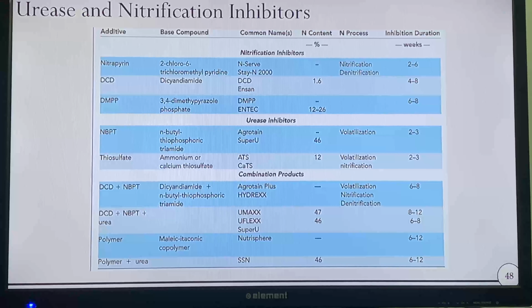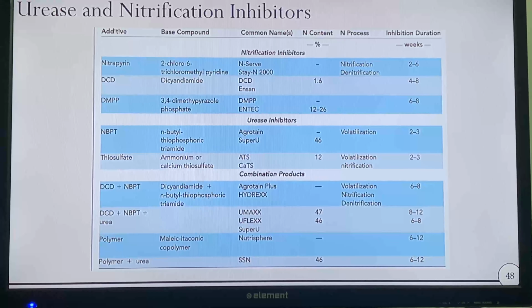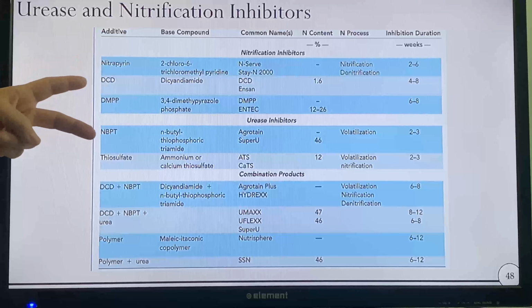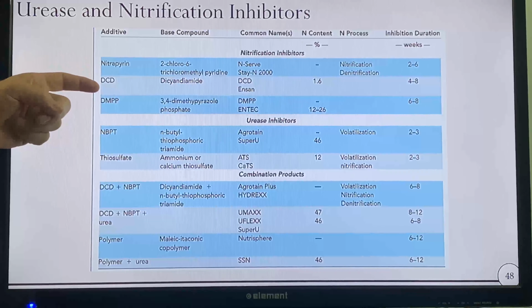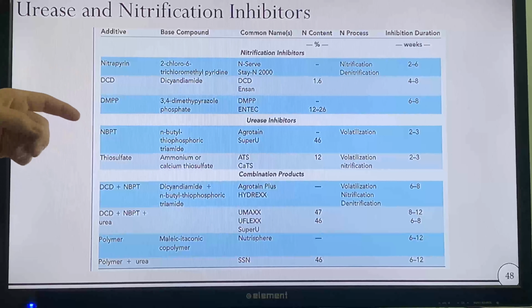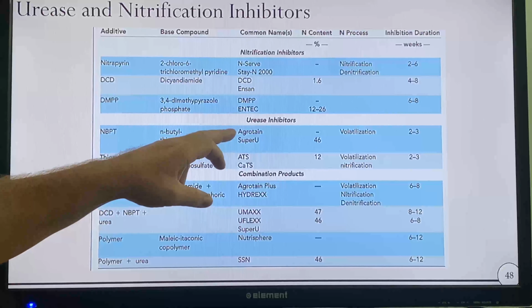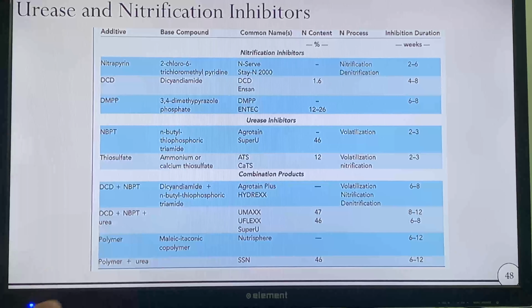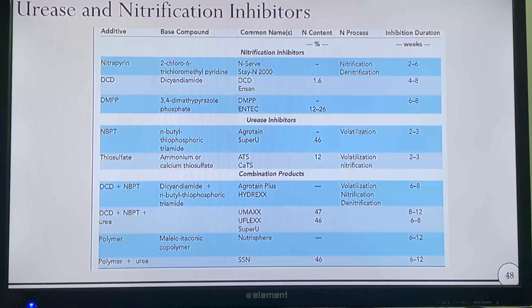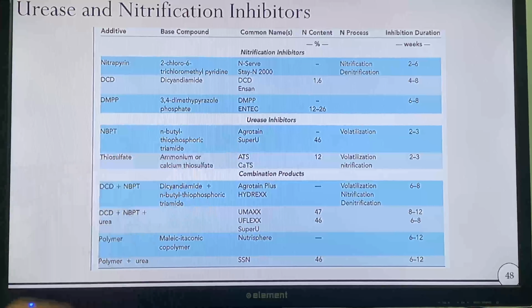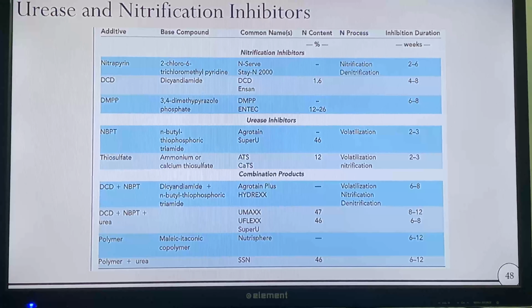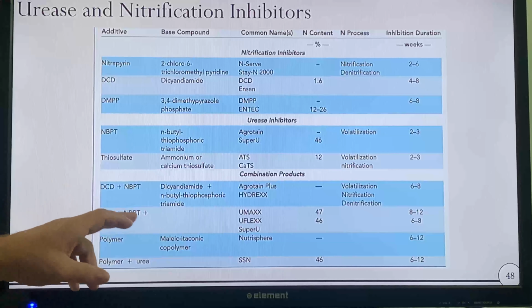And then we have our urease and nitrification inhibitors. Two of the primary ones that we use, at least that I'm familiar with, are NBPT and, here we have some nitrification inhibitors, nitrapyrin and DCD. I'm familiar with these two the most. We have this NBPT. It is sold as Agrotain. It's like a green liquid. You can have your urea coated with this prior to application, and it minimizes that urease activity. SuperU is also an enhanced efficiency fertilizer. So it has both DCD plus NBPT.